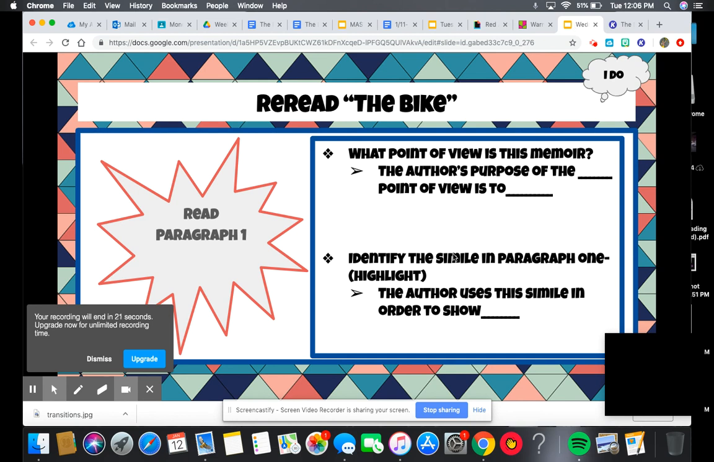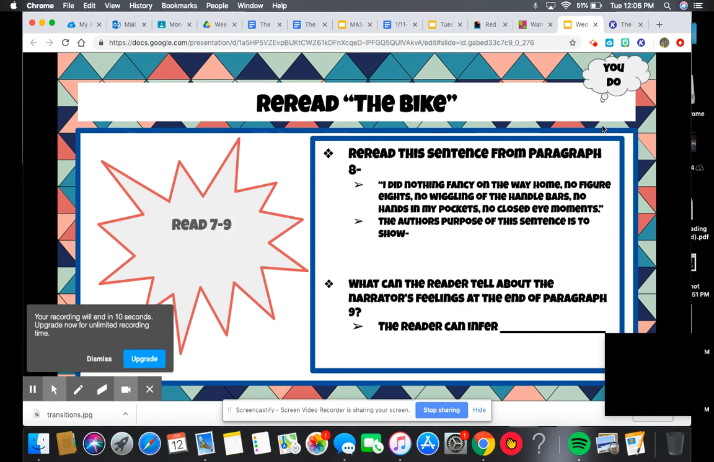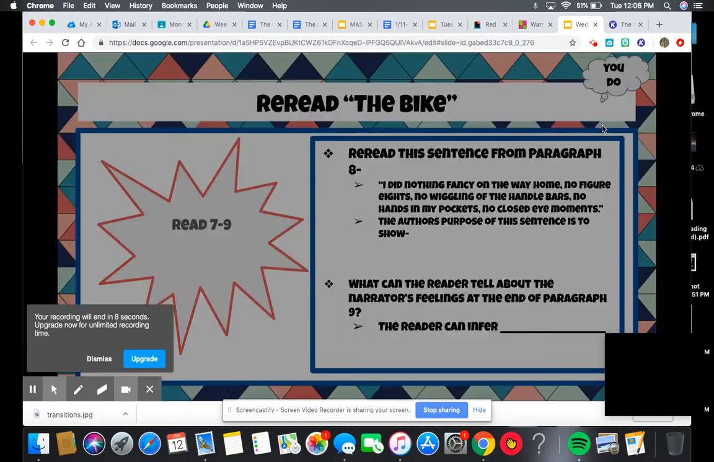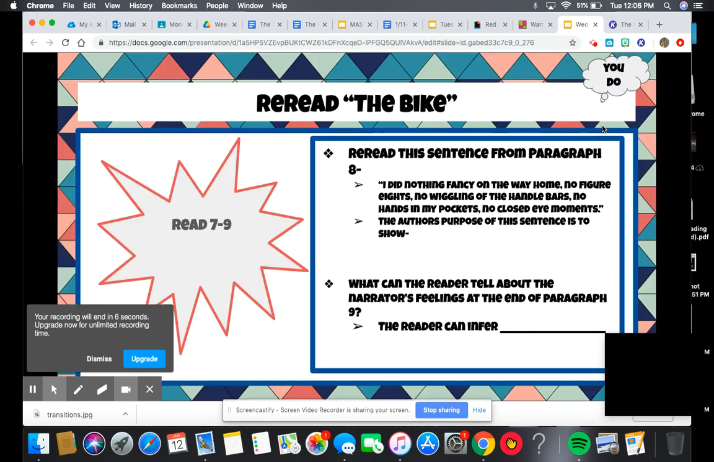Then you're going to go on and do number 2: identify the simile in paragraph 1 and highlight it. I've highlighted that for you, and you're going to explain why that simile is there. You'll go through the next few slides and answer those on the slides, and then you'll get into the writing. So I hope that was helpful for you as a little reteach.